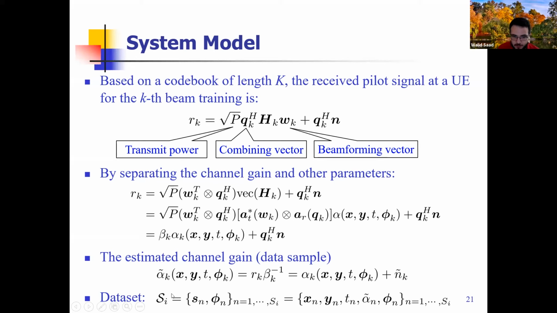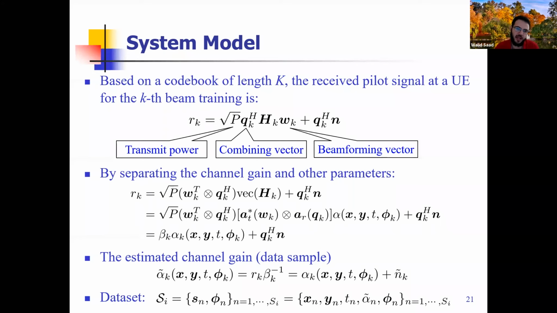So our data set, which is S_i here, has two components. S_n is the sample, and phi is the angle of arrival and angle of departure. These are vectors, of course. So every sample we have is basically location, time, and the channel gain. We don't do much with the angle of arrival, angle of departure. We assume those are conditional, known. We're not going to estimate those. We're not going to learn those.